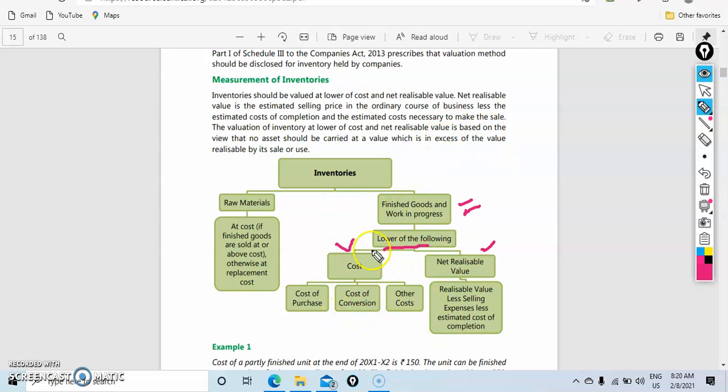So for finished goods and work in progress, whichever is lower we will take that value. First we will check cost and NRV. Whichever is lower we will take into consideration. How to calculate the cost and how to calculate the NRV?